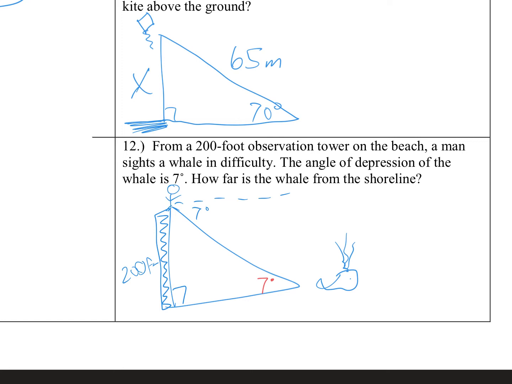What's another measurement I could use? Where would I put 83? Up here. If you want to use that top angle, that's fine. You have to do the 90 minus. But the question says, how far is the whale, Mikey, from the shoreline? Here's the whale, and here's the shoreline. See what we're looking for? If it was how far is the whale from the man on the observation tower, what would we be looking for? The hypotenuse. Good. It's all about semantics. It's all about looking at this.